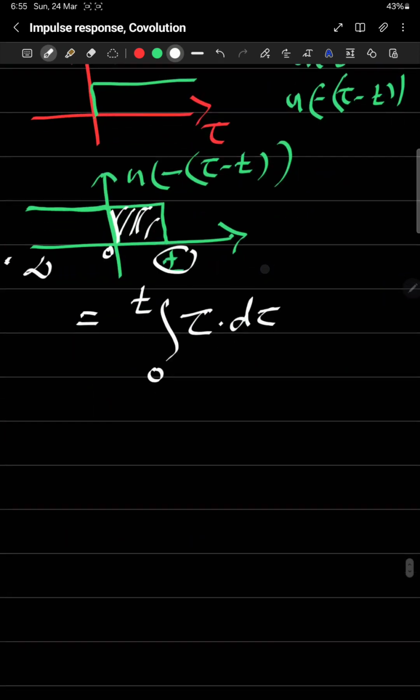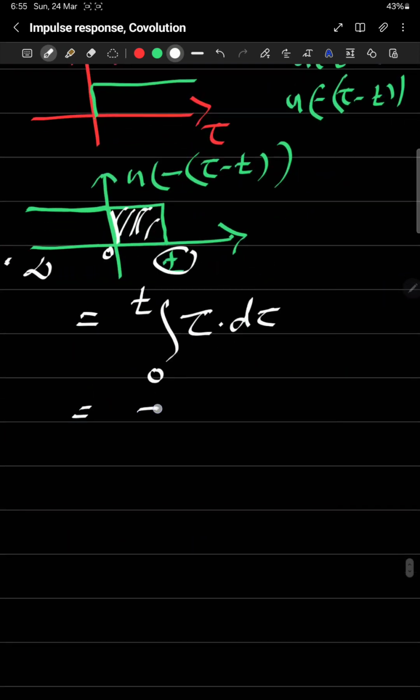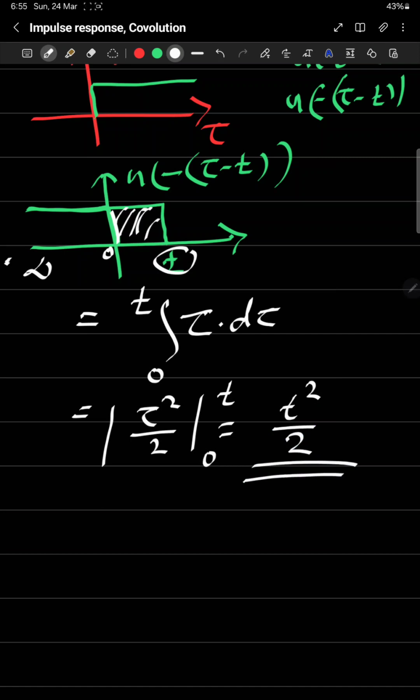Now when you integrate it, the integral of tau is tau square by 2, and the integration limit is 0 to t. So you will have t square by 2 minus 0. So the answer is t square by 2, and always you will have it multiplied by u of t. So this is your output signal y of t.